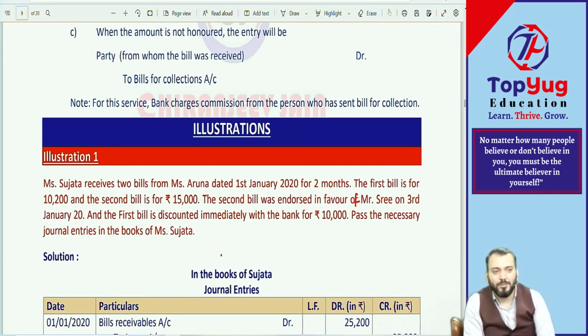Three is a creditor or endorsee? Creditor and endorsee are the same person, na? So write down Mr. Sri account.